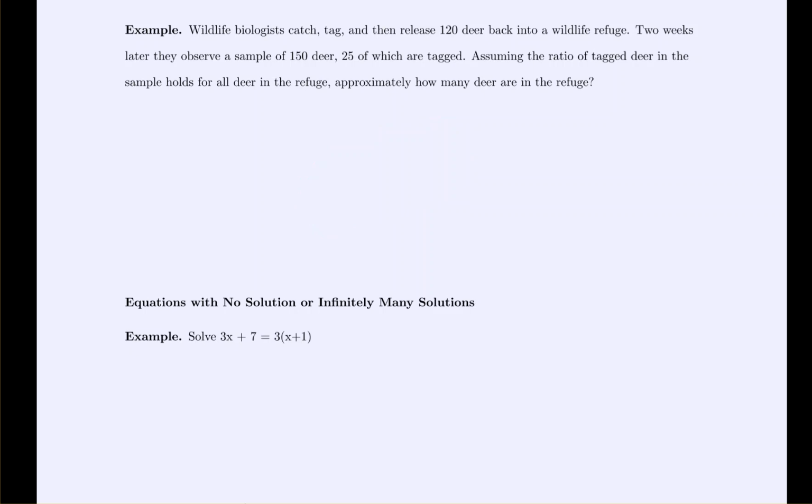So we're told that wildlife biologists catch and tag deer, and then they had 120 at first, and they released that into a refuge. 2 weeks later, they have a sample of 150 deer, and 25 of them have tags. Assuming the ratio of tagged deer holds for all the deer in the refuge, so by this statement, we know that we can set up a proportion.